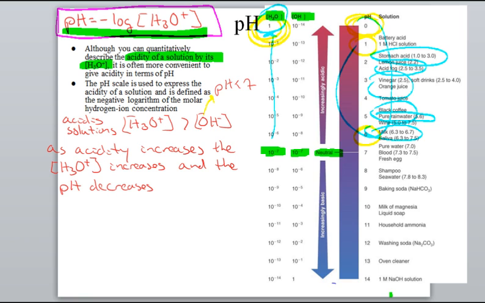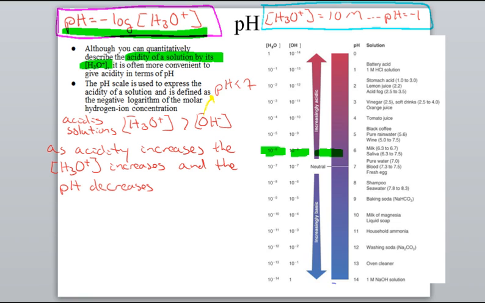The point is, don't be surprised if you get a pH that's a negative value. On this diagram, we're just showing common pHs. The other type of solution, the basic solution, occurs when the hydroxide ion concentration is greater than the hydronium ion concentration. When that occurs, it's considered to be a basic solution.